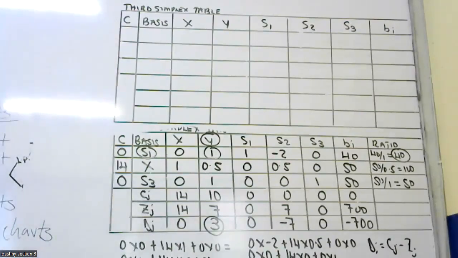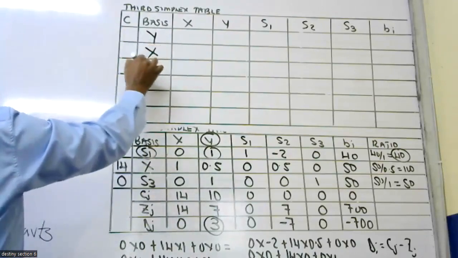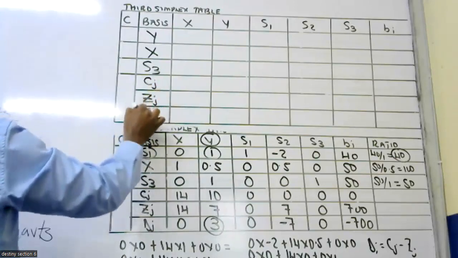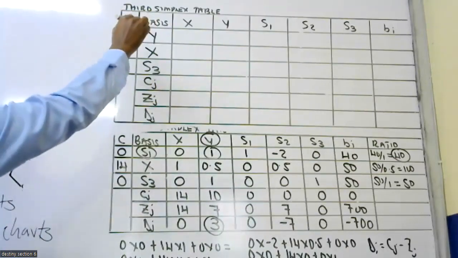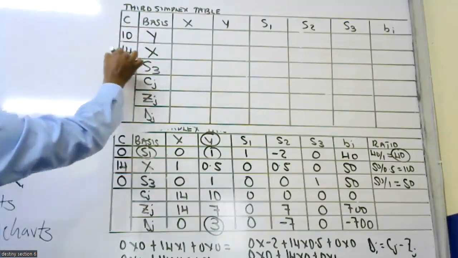So nimekwambia unakuja hapa unaangalia kama these values in the table have been touched. So you see S1 imekuwa touched, so it becomes the outgoing. It is going to be replaced by Y. So this is Y, X haijaguzwa, so X remains. This is CJ, this is ZJ, and this is DJ. The contribution margin for Y is 10, for X is 14, and this is 0.